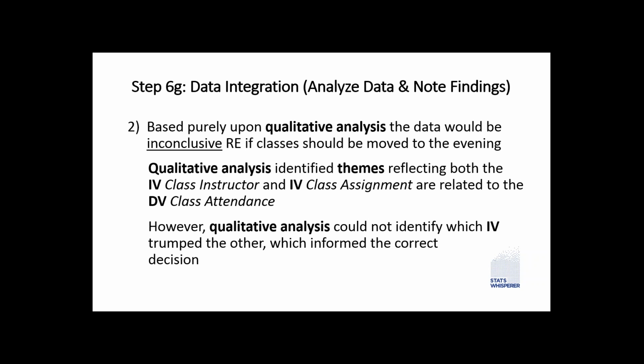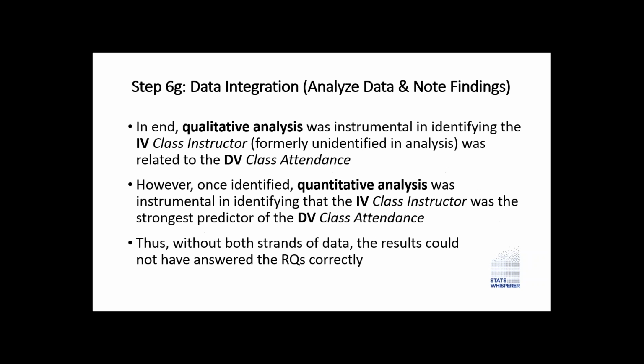That was incorrect. Now, if we did a purely qualitative study, it would have been inconclusive because the qualitative analysis identified themes. It said class instructor and class assignment are related to class attendance. But we couldn't compare them to see that when you consider instructor, class assignment no longer matters. You could only see that through our quantitative analysis. You can't see which variable trumped the other. So in the end, qualitative analysis was instrumental in identifying our confounder, the class instructor. But after we identified it, quantitative analysis told us which was the more powerful predictor. So without the two strands of data, we couldn't have answered our research question correctly.